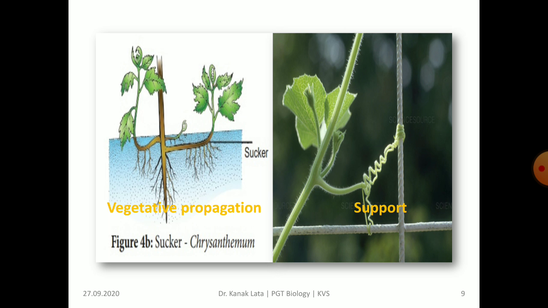In the figure, you may observe the vegetative propagation by chrysanthemum and one plant that is support with the help of tendril. It is of grapevine.